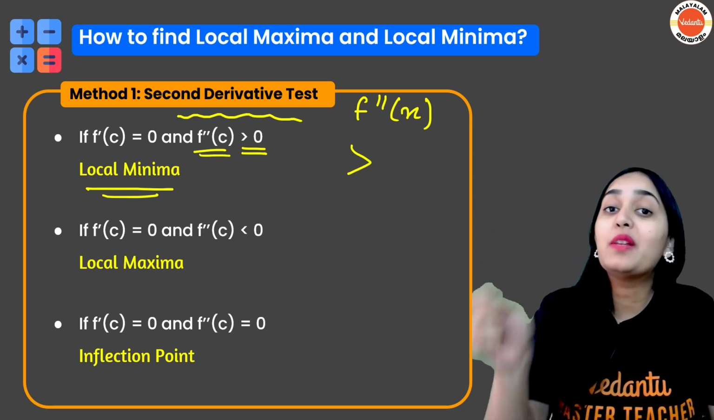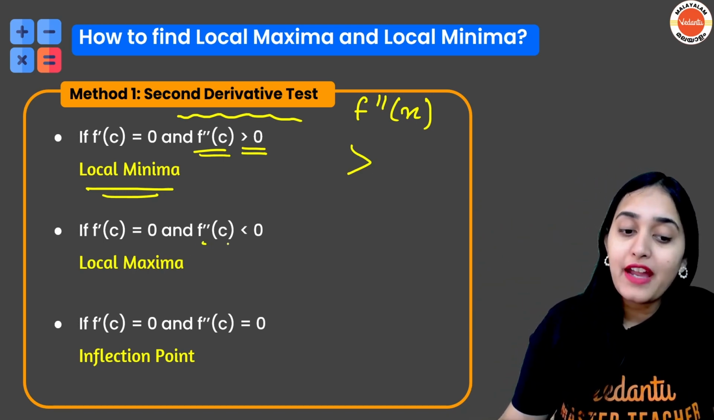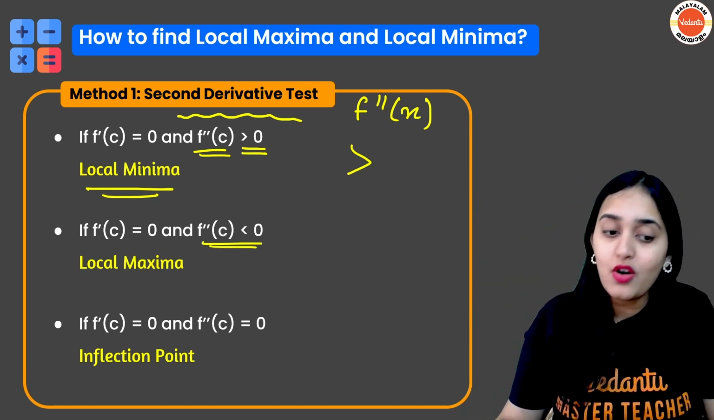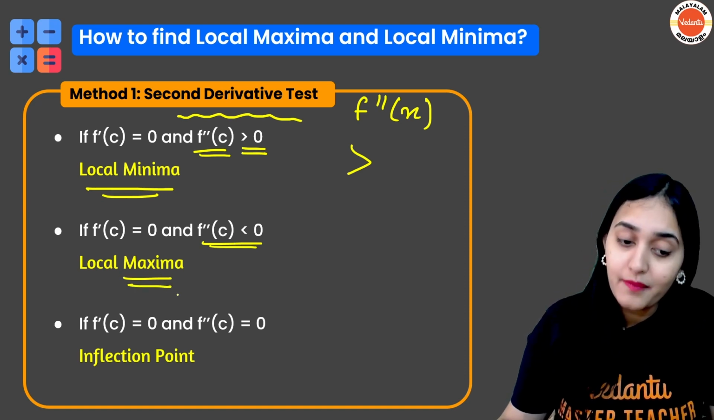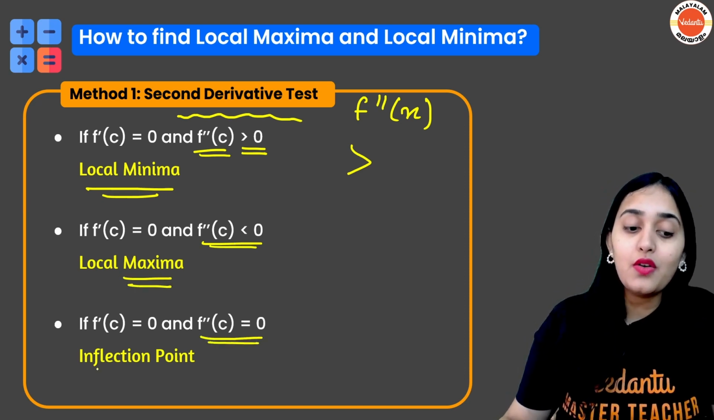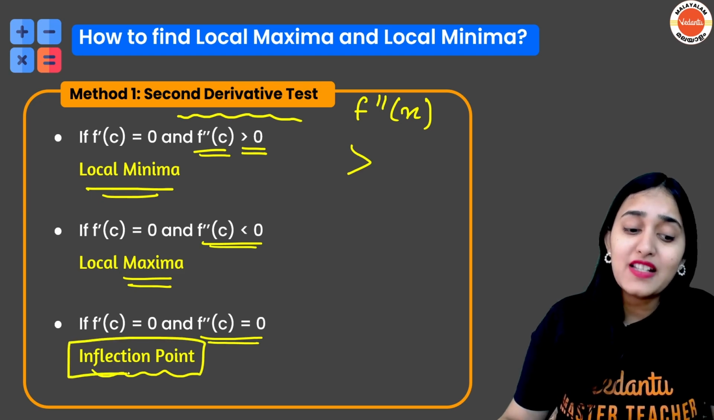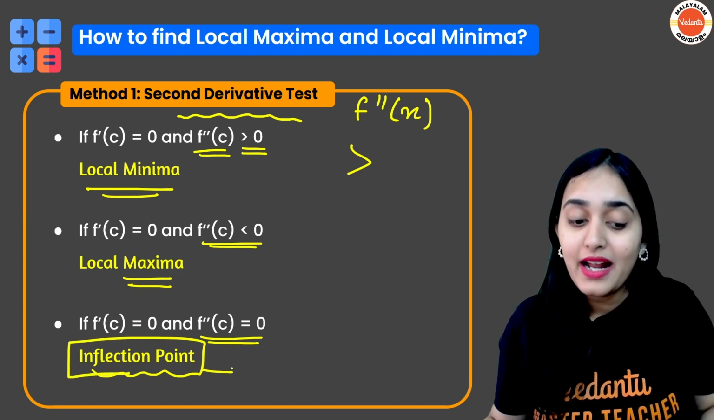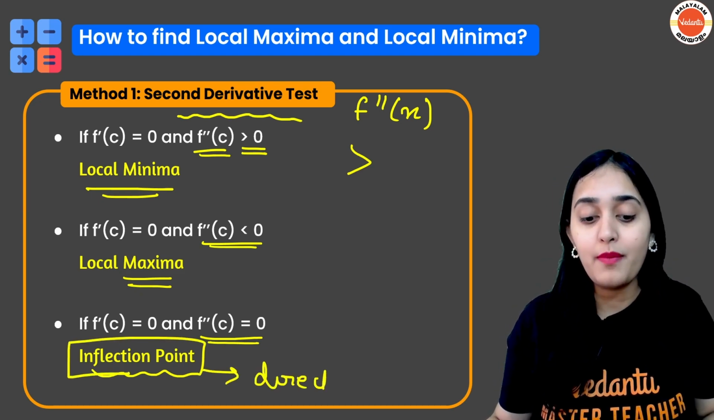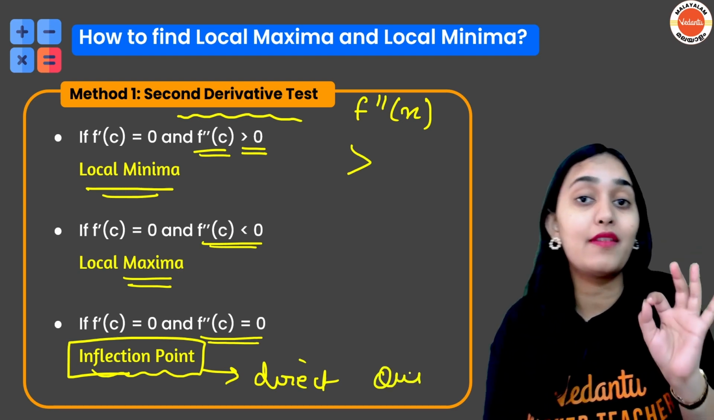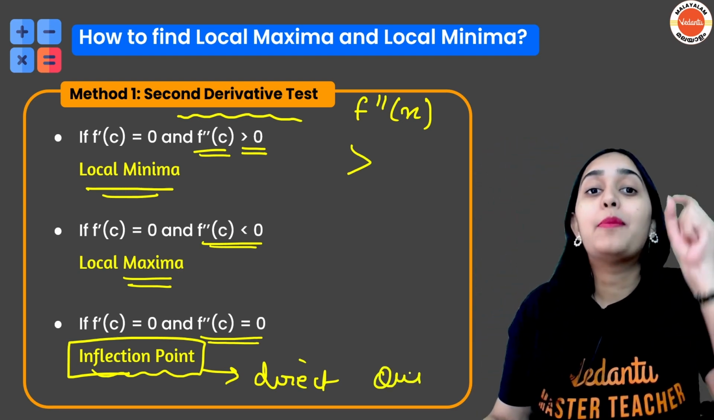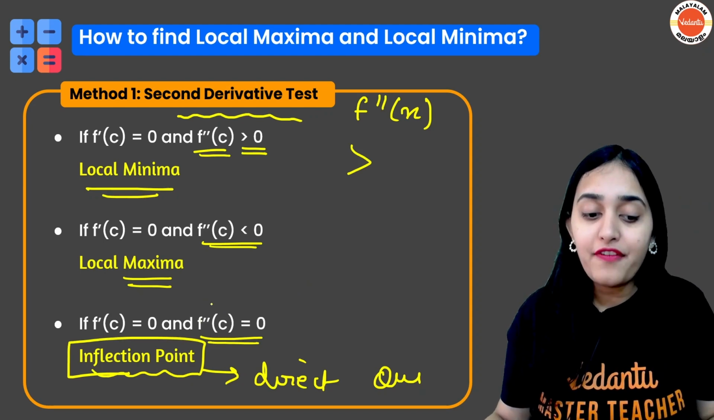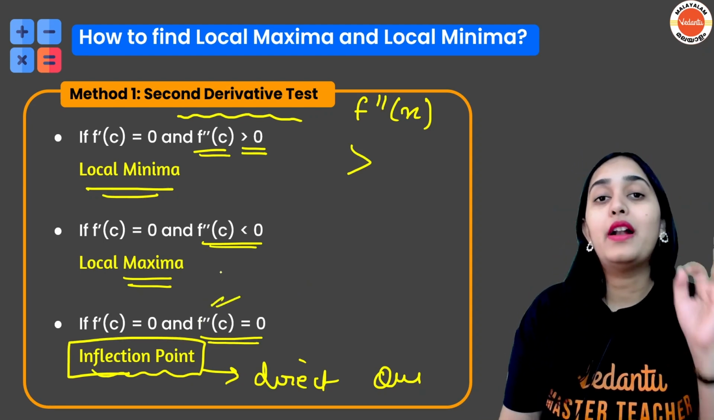No, it will be minima. If f double dash c is less than 0, it is local maxima. And if it is equal to 0, it is an inflection point. Remember this word, inflection point. A direct question comes from this topic. So remember, what is an inflection point? The point at which f double dash c is equal to 0.